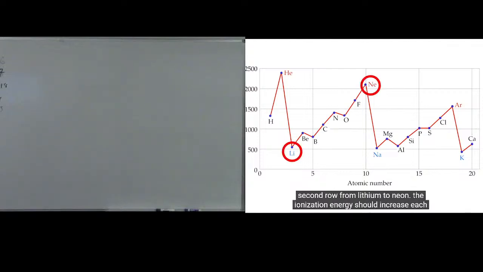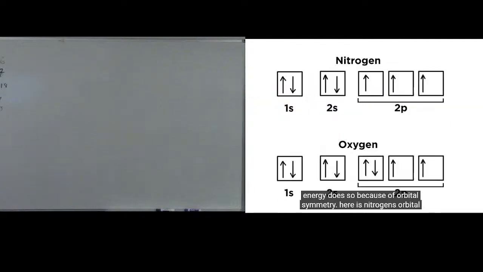From lithium to neon, the ionization energy should increase each time we add a proton to the nucleus and the radius contracts a little. But something like oxygen, which dips downwards from nitrogen's ionization energy, does so because of orbital symmetry. Here is nitrogen's orbital diagram, as well as oxygen's. Notice that nitrogen's 2p orbitals are precisely half full. This gives nitrogen a special stability, just like elements that have a full outermost shell.